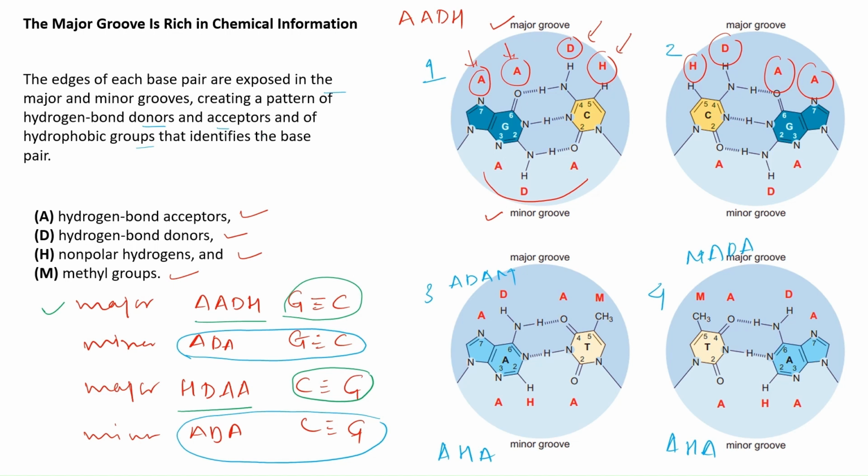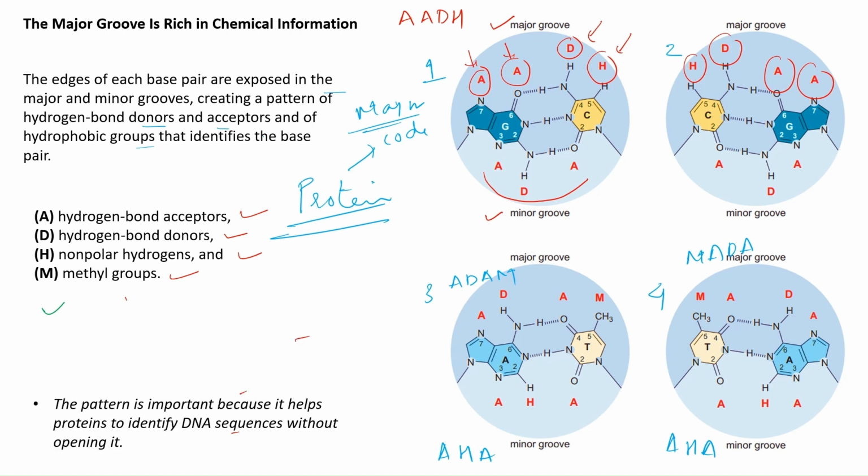The major groove gives the information whether in the DNA, A pairs with T, T pairs with A, G pairs with C, or C pairs with G. This information is used by proteins that interact with the DNA. How does a protein know where to bind in the DNA sequence without disturbing the double helix? It is the major groove code that helps the protein identify the DNA sequence so that it can bind at the right place. So the major groove gives precise chemical information. The pattern is important because it helps proteins identify DNA sequences without opening it.